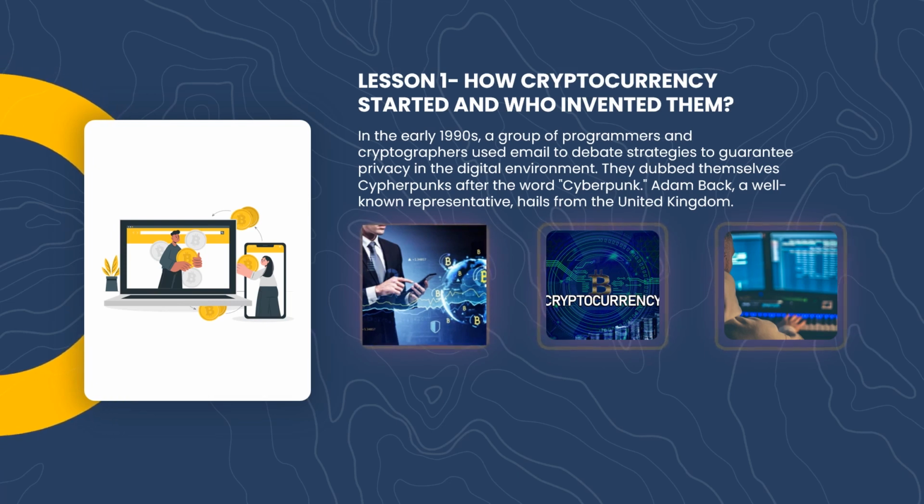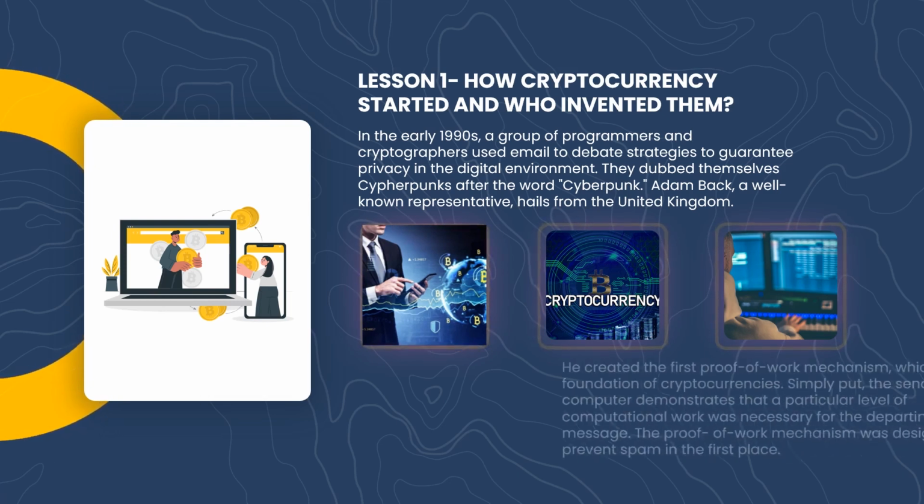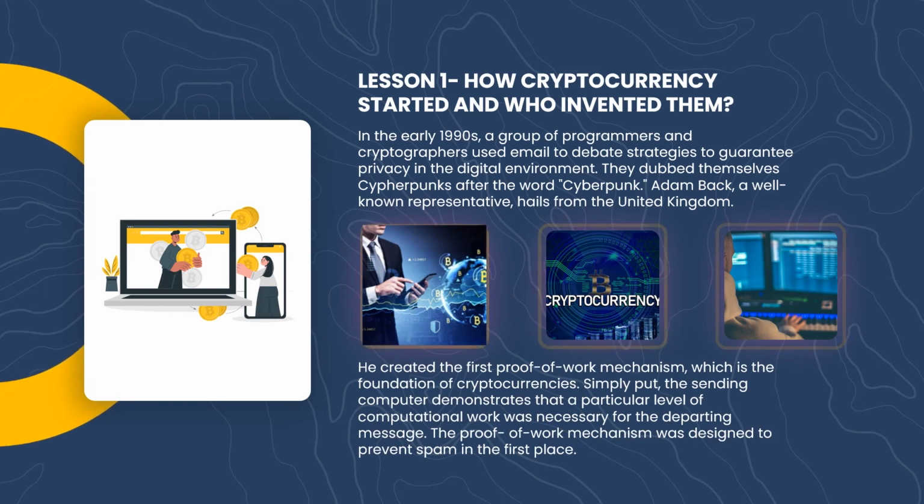Adam Back, a well-known representative, hails from the United Kingdom. He created the first proof-of-work mechanism, which is the foundation of cryptocurrencies. Simply put, the sending computer demonstrates that a particular level of computational work was necessary for the outgoing message. The proof-of-work mechanism was designed to prevent spam in the first place.